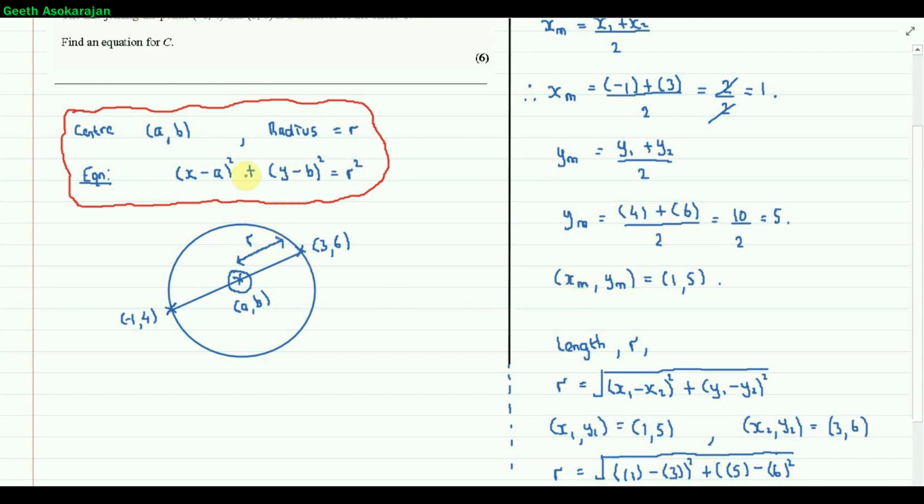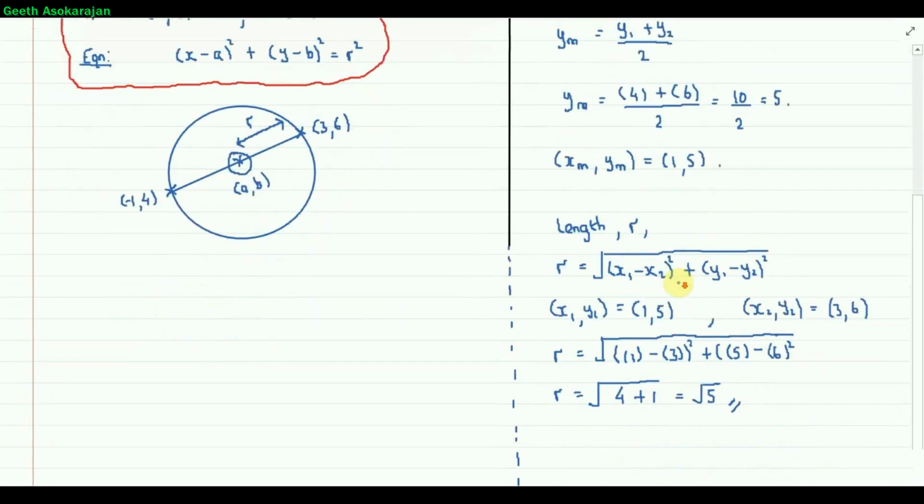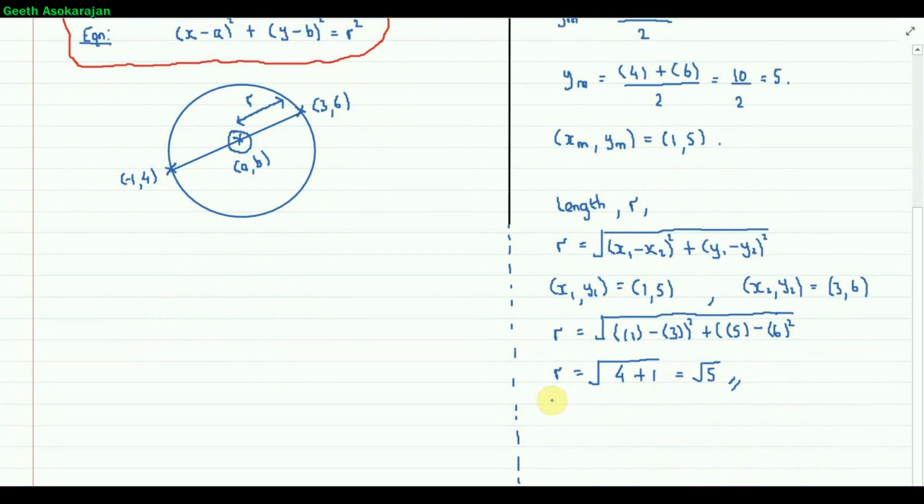So in this case, let's apply the formula. It's going to be x minus a, where a is the x coordinate of the center point. The x coordinate of the center point we found here as being 1. So let me put an extra step. a and b, the coordinates of the center point, relate to the midpoint 1 and 5, and the radius we found as root of 5.